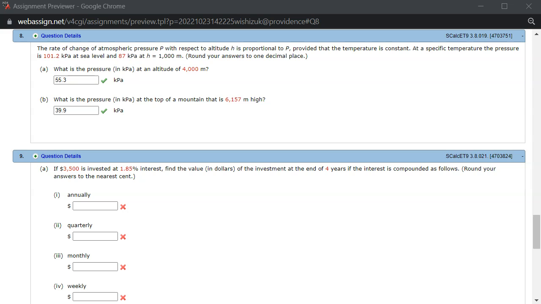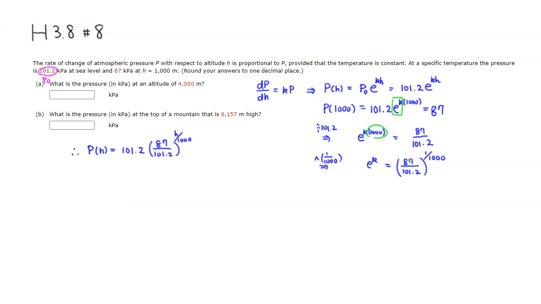I came back and it looks like we got part B correctly. All right, that's it. I hope that this was clear.